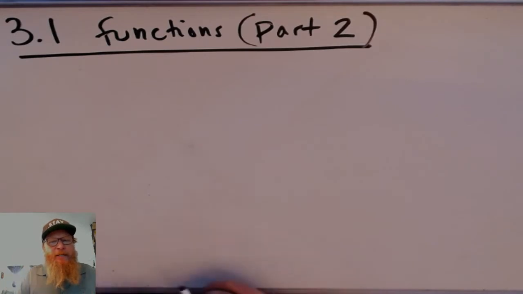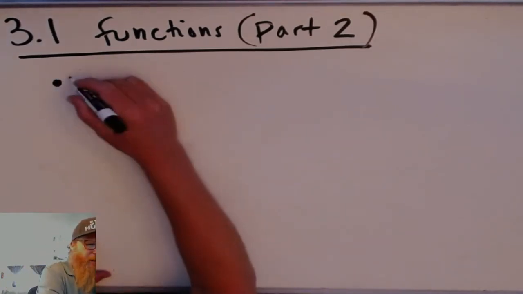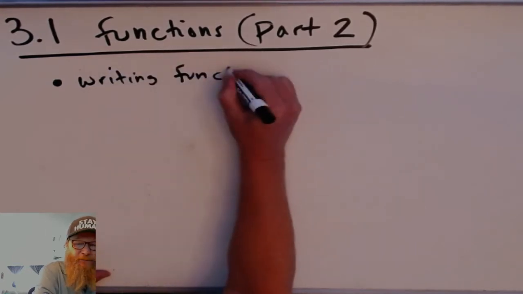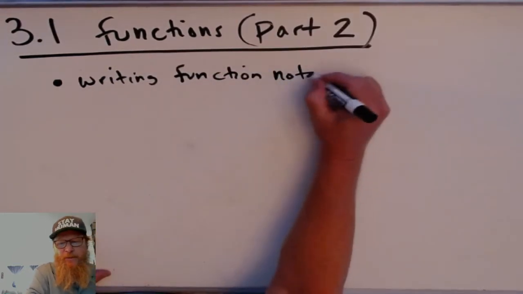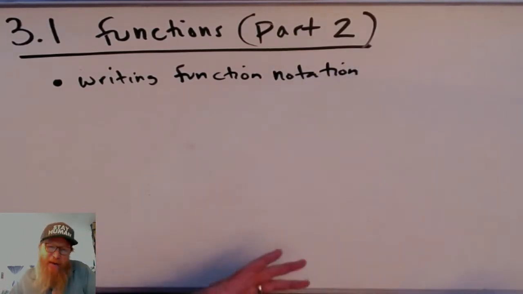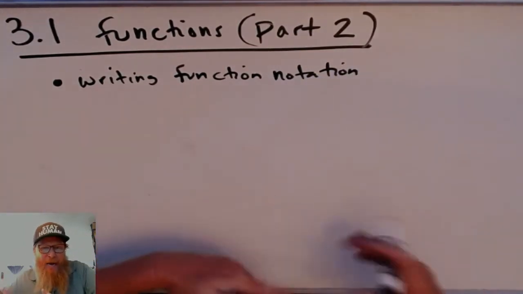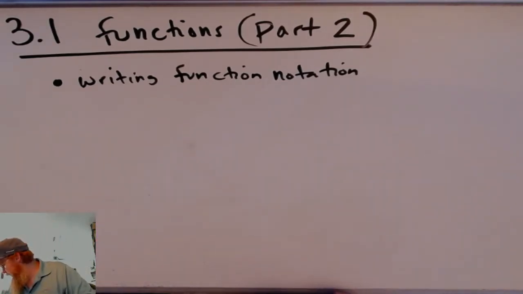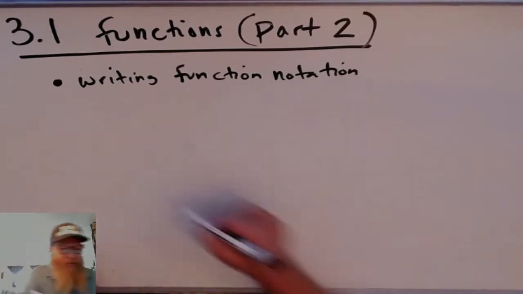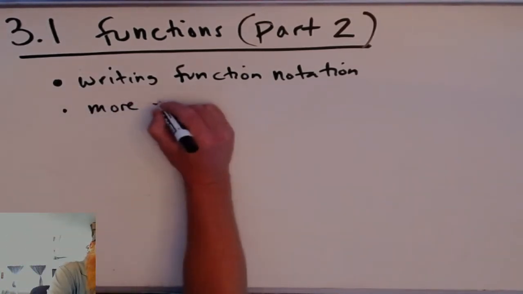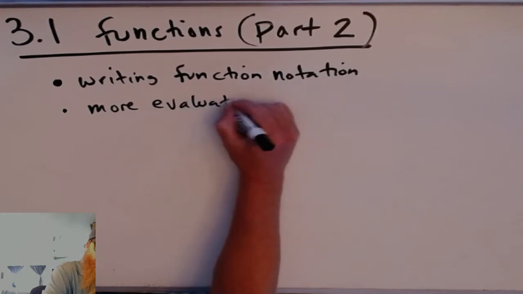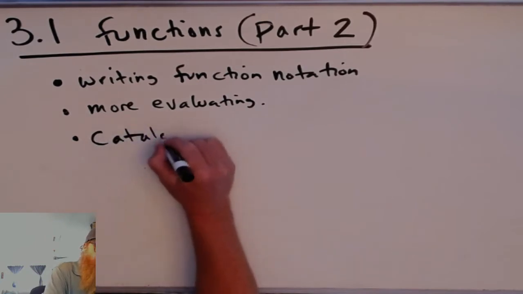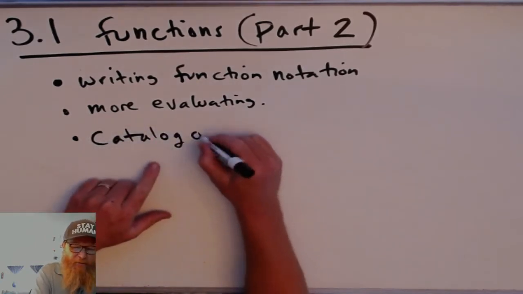In this section, we're going to be talking about writing function notation. We did a lot of examples of it last time, but I didn't show you how to actually create function notation from an equation or something like that. And then we're going to do some more evaluating. And then finally, what we call the catalog of functions.